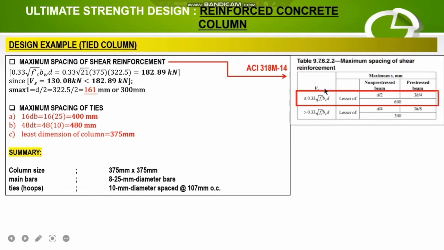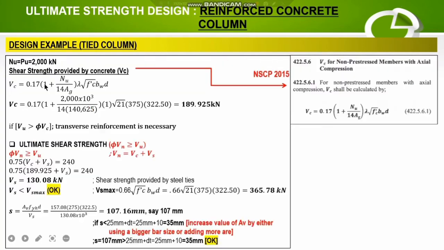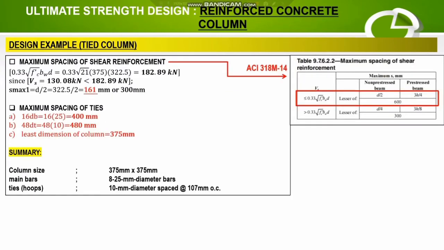And if Vs is greater than 0.33 square root of fc prime bwd, the maximum spacing S shall be the lesser of d over 4 and 300 for a non-pre-stressed structural member, and 3h over 8 and 300 for a pre-stressed structural member. So we had already computed our Vs, which is equal to 130.08 kilonewtons. So we need to solve for the limiting condition.